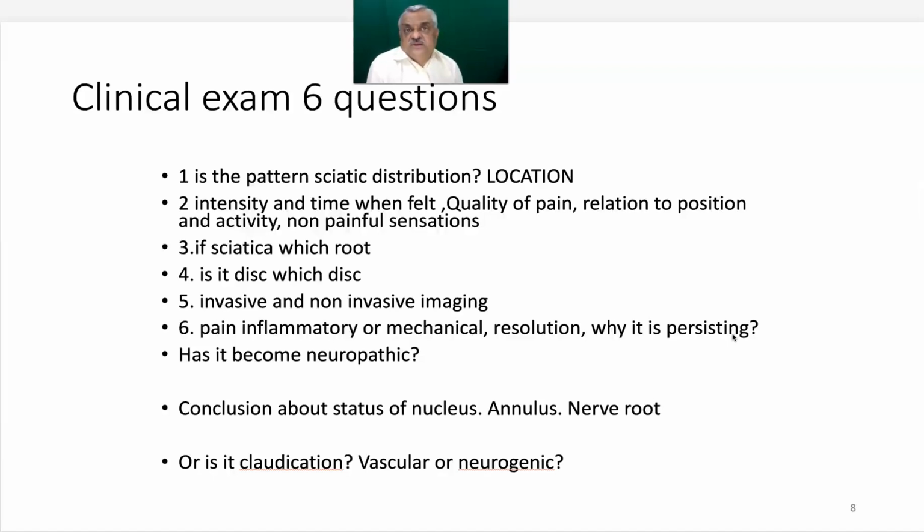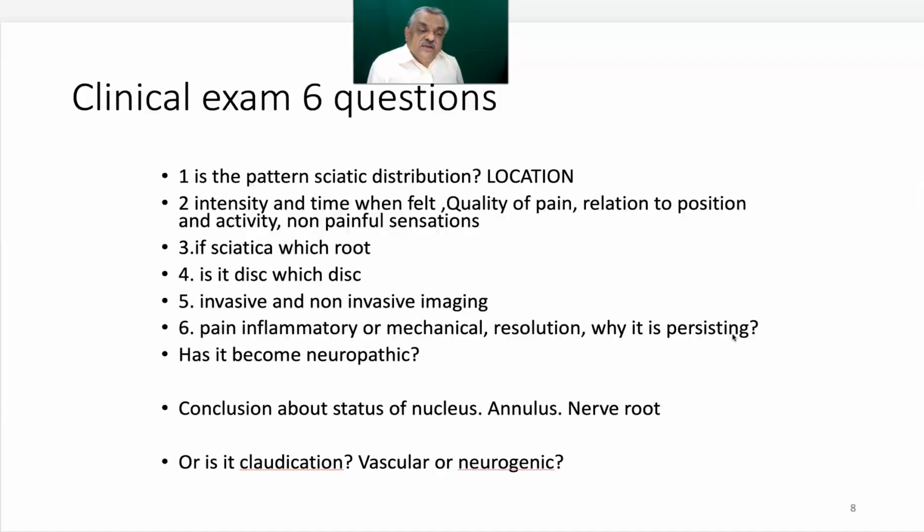If the pain is along the sciatic distribution, then if it is sciatica, which root is affected? That is L5 or S1, which is the commonest affection. If it is the disc, then which disc is affected? Then we think of invasive and non-invasive imaging, that is the MRI scan commonly nowadays, and a discogram if you feel it is absolutely mandatory to know the morphometric changes in the disc and the correlation of these changes with the pain elicitation. And then we ask the question again, is the pain inflammatory or mechanical?